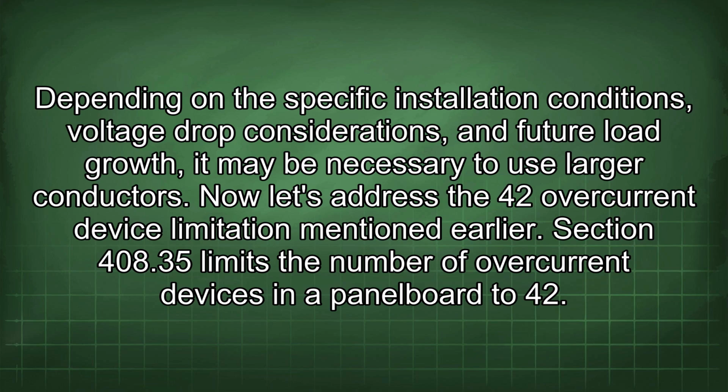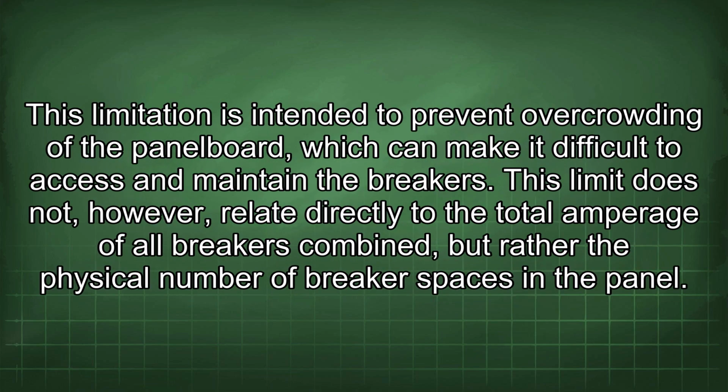Now let's address the 42 overcurrent device limitation mentioned earlier. Section 408.35 limits the number of overcurrent devices in a panel board to 42. This limitation is intended to prevent overcrowding of the panel board, which can make it difficult to access and maintain the breakers. This limit does not, however, relate directly to the total amperage of all breakers combined, but rather the physical number of breaker spaces in the panel.